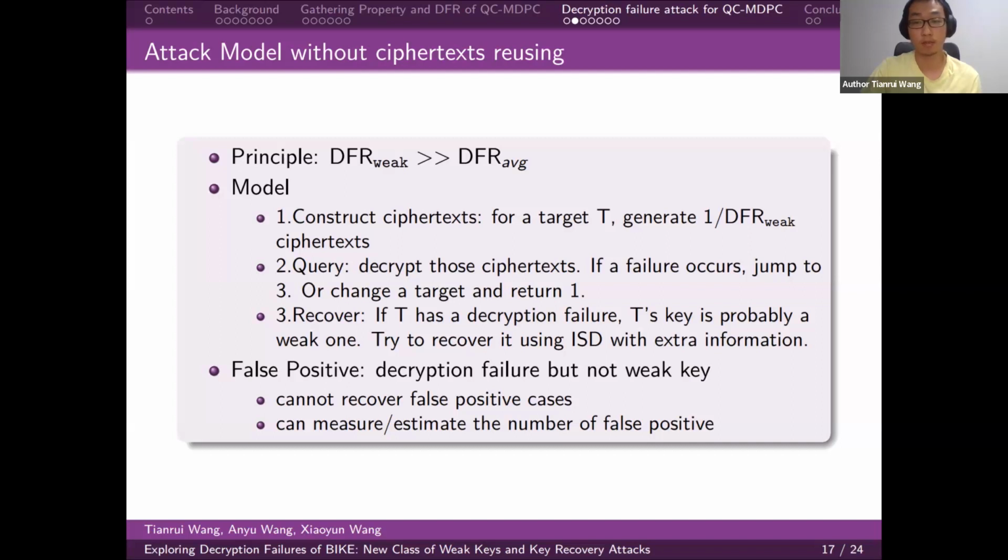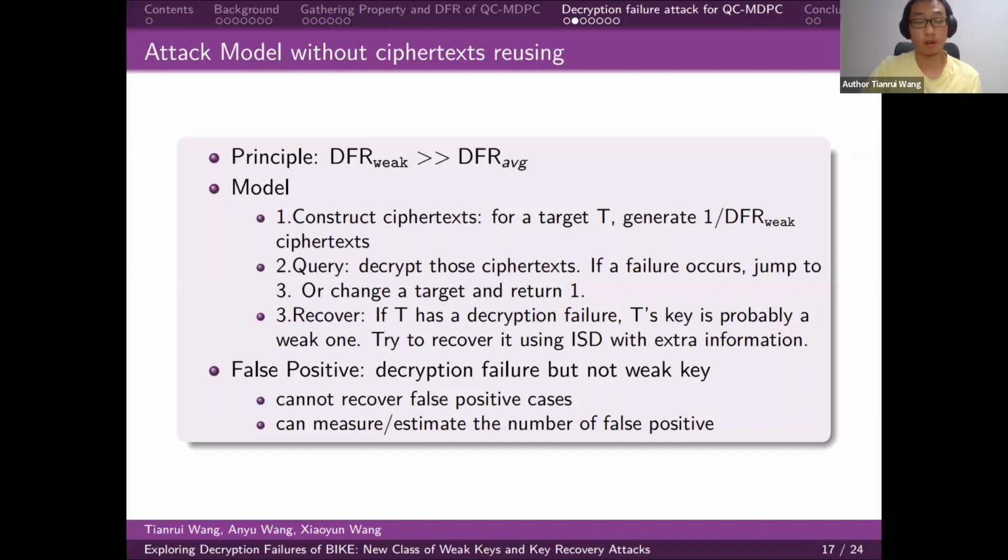We will talk about this method later. Well, this model could recover a weak key. It brings another question, the false positive cases. Some cases might experience decryption failure without possessing the gathering property. We have to admit that we cannot recover false positive cases.